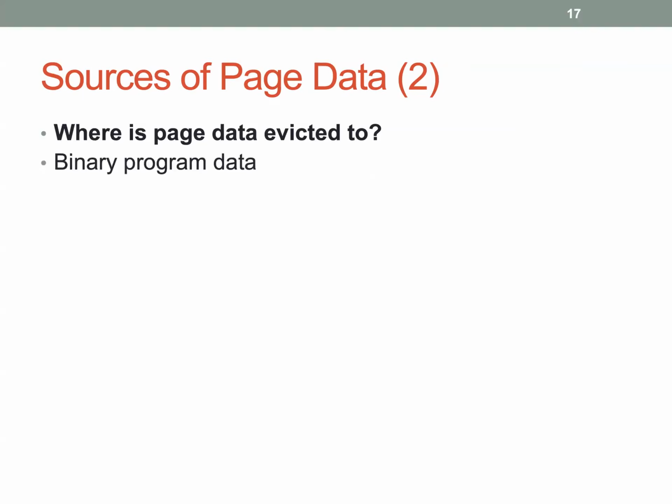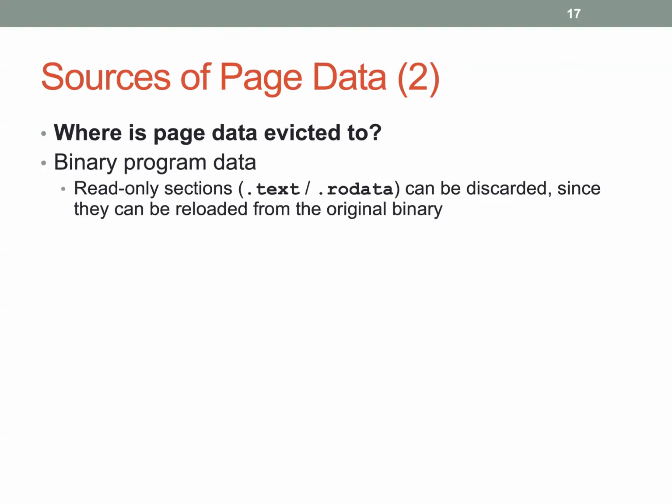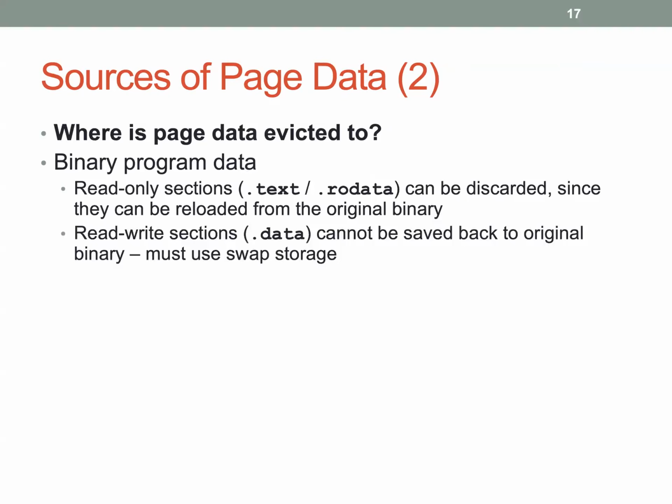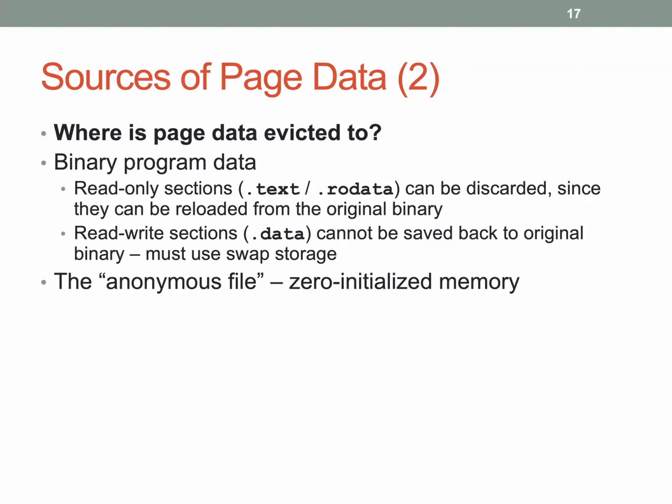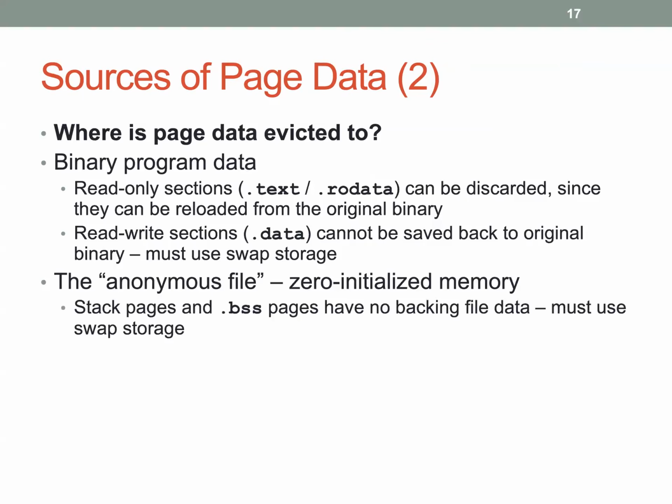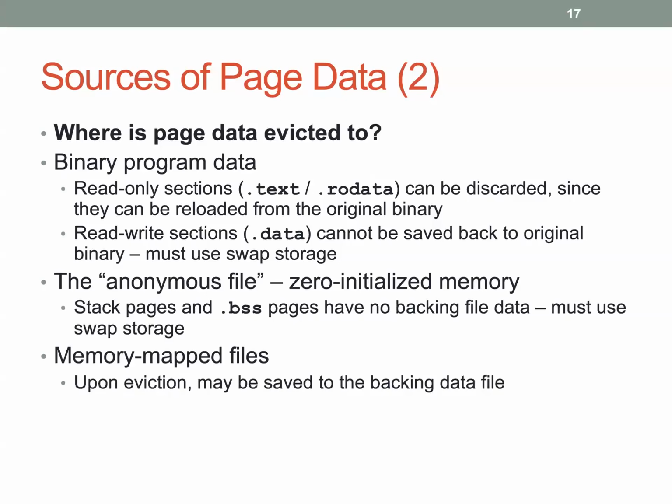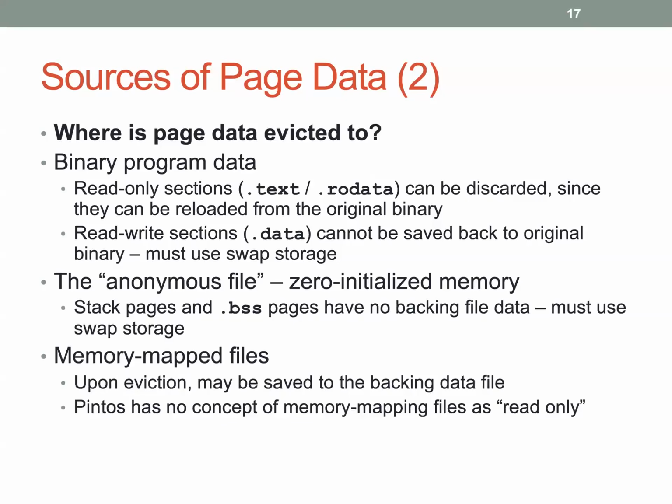So you have binary program data. Where is that evicted to? Well, never the binary file. That's the answer. Read-only sections can be thrown away because you could just load the contents again from the binary file. Easy peasy. Read-write sections need to go to swap. If you have anonymous file or zero-initialized memory like your stack, then that shouldn't go to any file. That should go to swap. Memory mapped files, well, those should go back to the data file, okay?